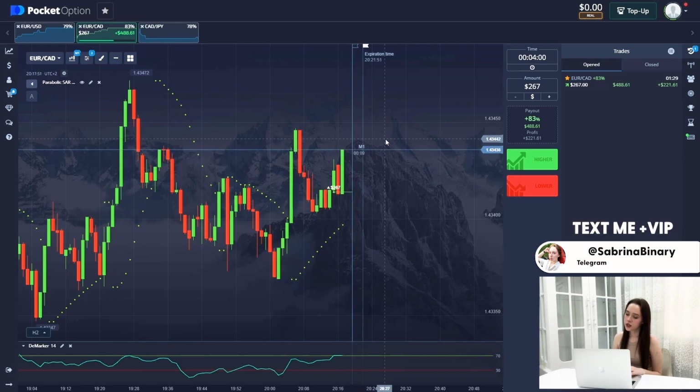And our chart doesn't cease to amaze, and the next candle begins to form at a rapid rate, and it also goes up.